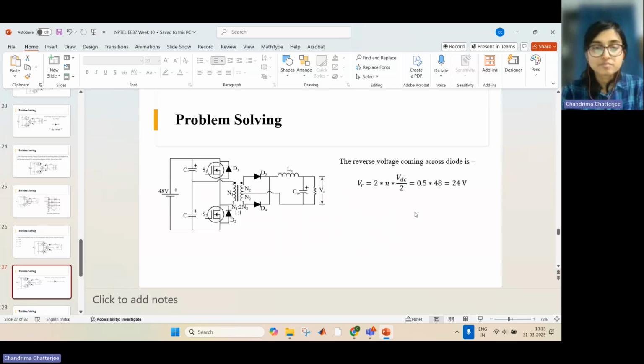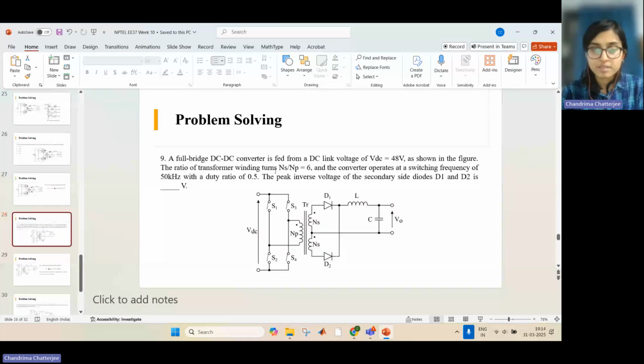Average DC-DC converter with input voltage VDC equal to 48 volt. So this input voltage is 48 volt as shown in the figure. The ratio of transformer winding, the turns ratio NS by NP, is 6. The converter operates at a switching frequency of 50 kilohertz with a duty ratio of 0.5. The peak inverse voltage of the secondary side diodes D1 and D2 is.